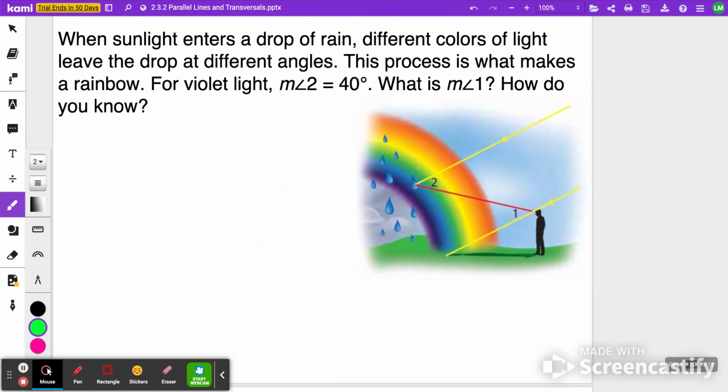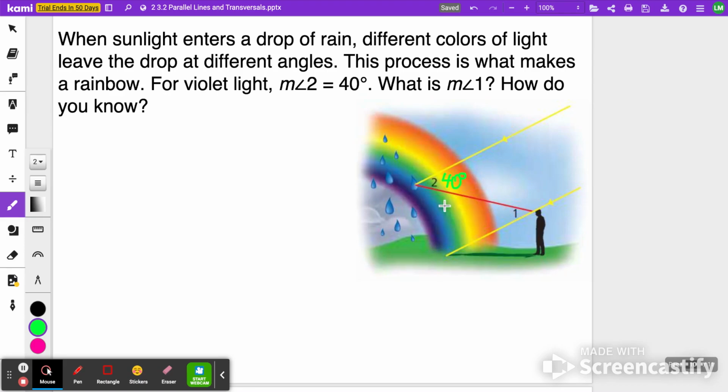Next, when sunlight enters a drop of rain, different colors of light leave the drop at different angles. This process is what makes a rainbow. For violet light, the measure of angle 2 is 40 degrees. So here's 40 degrees. What is the measurement of angle 1, and how do you know?